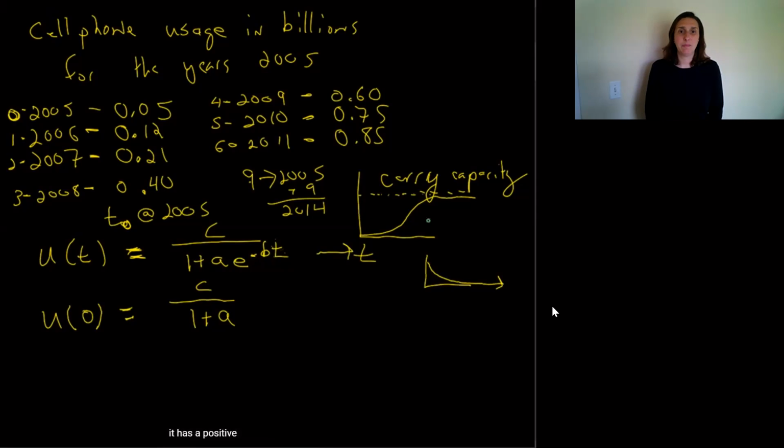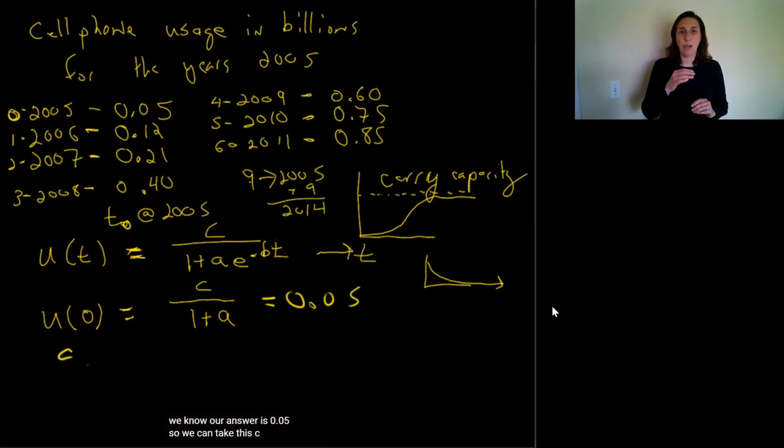It has a positive end to it. And so what we need to do is find the b constant and the a constant. Well, at time equals 0, we know our answer is 0.05. So we can take this c over 1 plus a, oops, hit the wrong pen here, but we're getting there. c over 1 plus a is equal to 0.05.